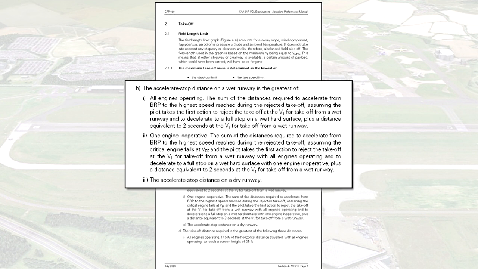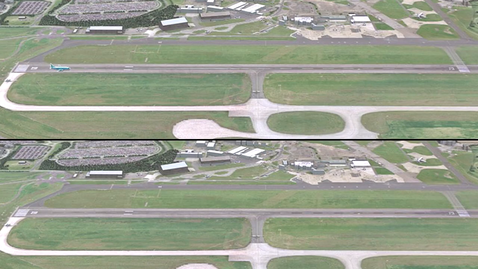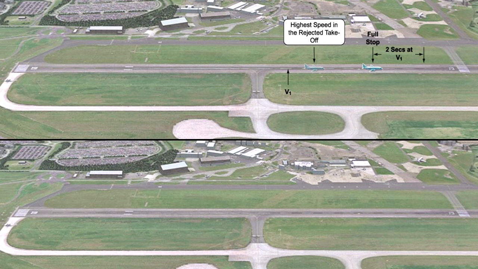It states that the accelerate stop distance on a wet runway is the greatest of the following distances. Firstly, the sum of the distances necessary to accelerate the aeroplane with all engines operating to the highest speed reached during the rejected takeoff, assuming the pilot takes the first action to reject the takeoff at V1, and, with all engines operating, come to a full stop, plus a distance equivalent to 2 seconds at the V1.